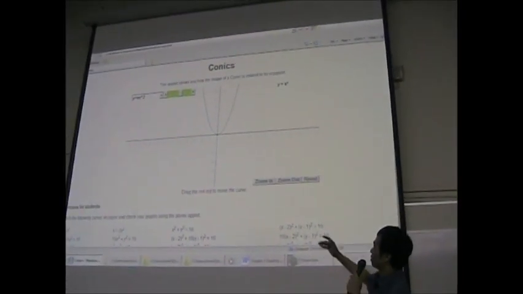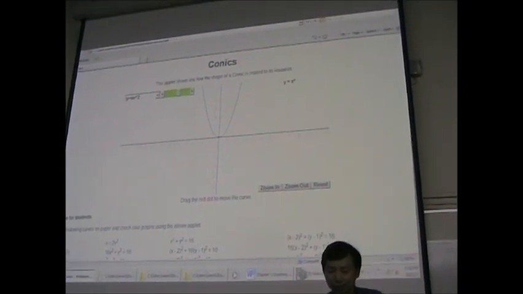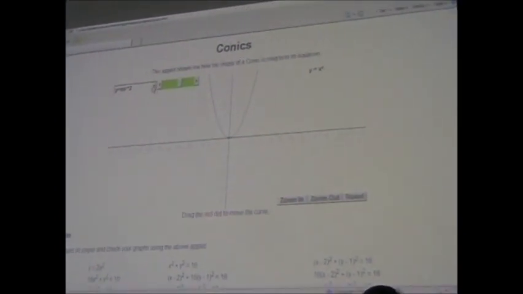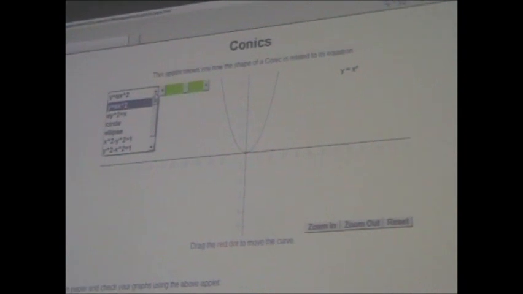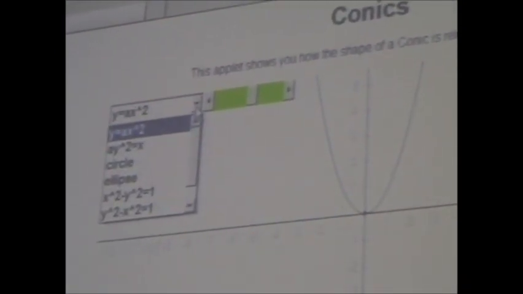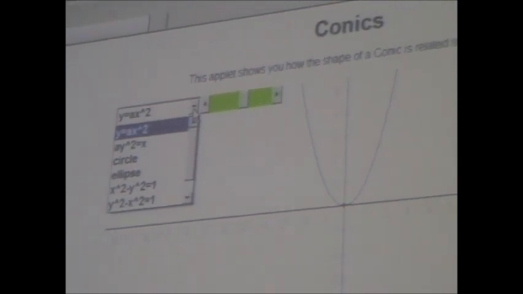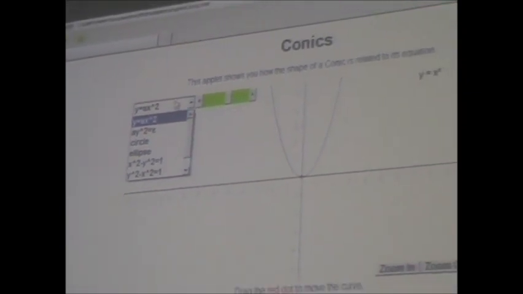I'll show you my applets for the 4 types of conics. Okay, there are all the types of conics that are available here: parabola, circles, ellipses, and hyperbola. Okay, so the first type, on page 43, are the parabolas, which you should be familiar with.